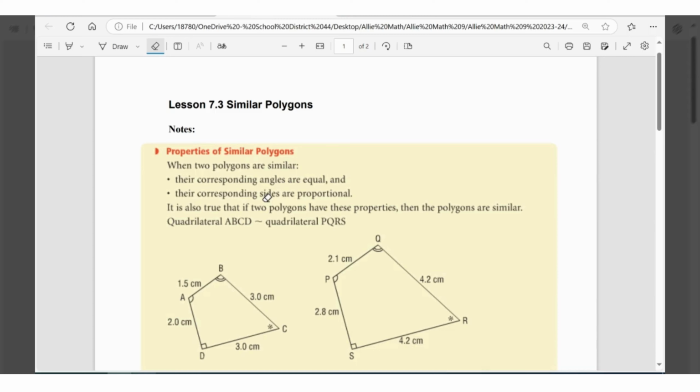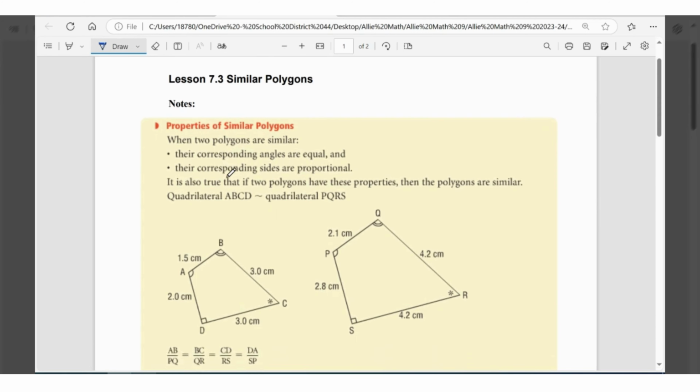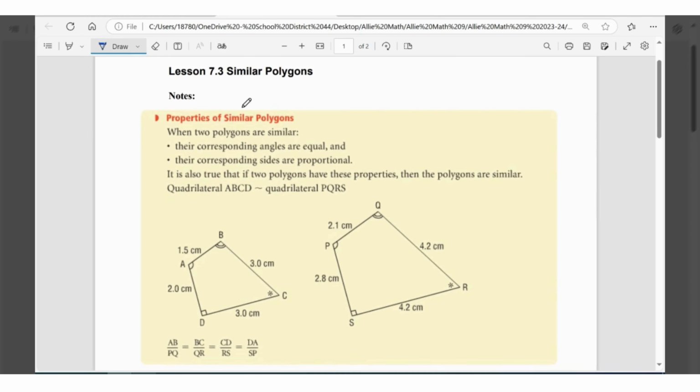Hello, everybody. Here we are, 7.3 Similar Polygons. And in the notes, I just have an image for you in the notes section. So let's read over it. Some properties of similar polygons.